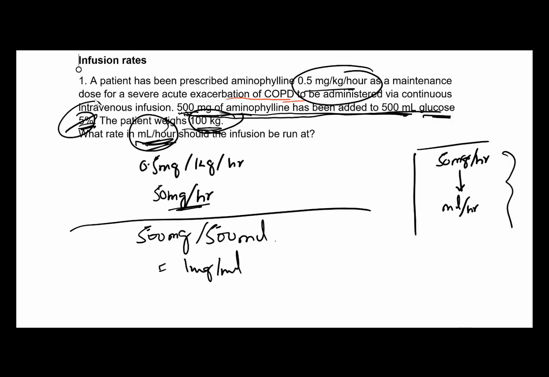Okay, so this 50 milligrams per hour would be equal to, come on everybody, 1 milligram is present per mil. So 50 milligrams per hour will be 50 mils per hour. And that's the answer. So in these types of calculations, we need to see which unit I have to find out the infusion rate in, and then work from that side.